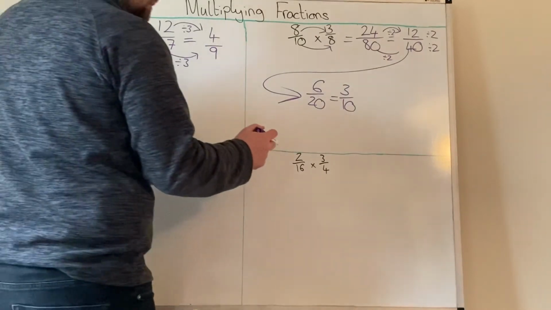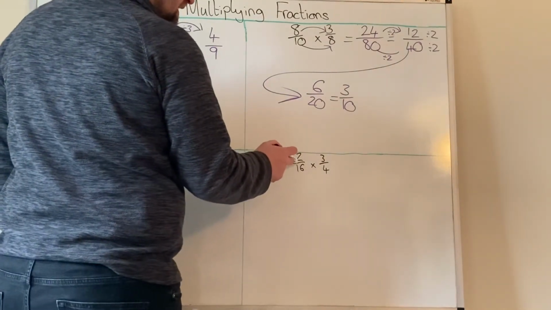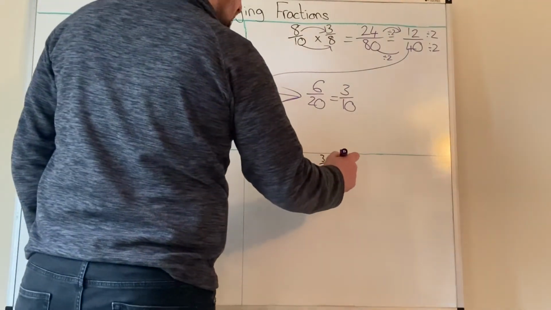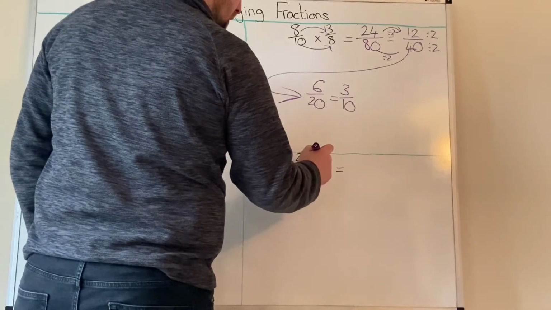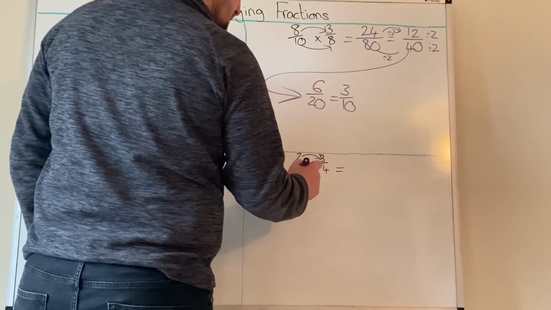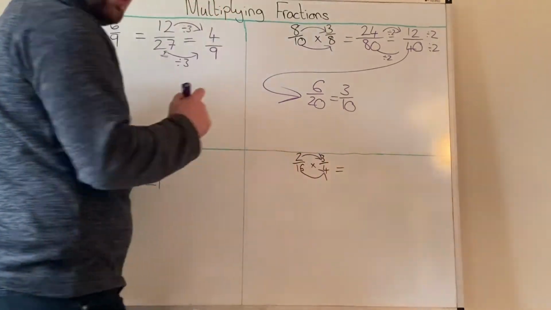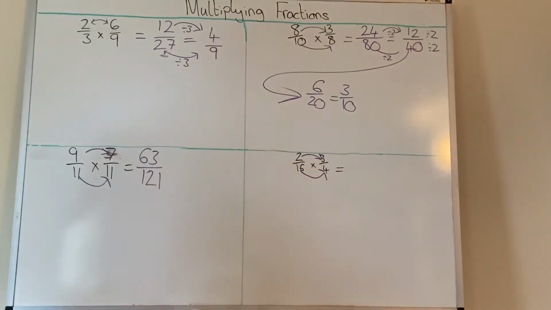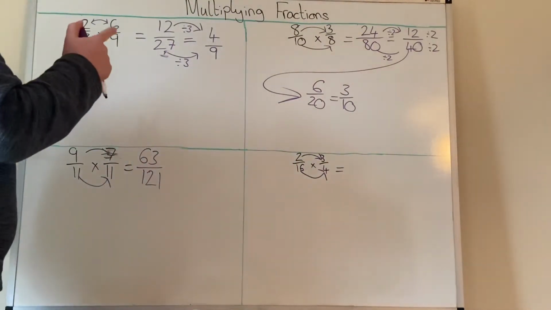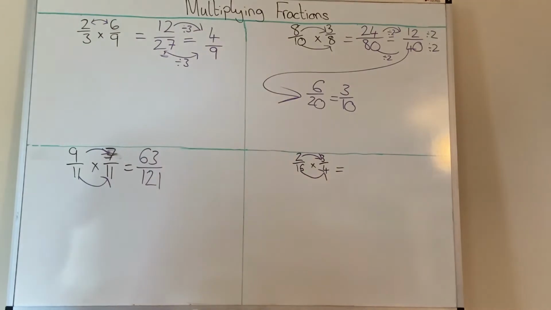Last one then. Okay, 2/16 times 3/4, exactly the same as what we've done before. Multiply your numerators, multiply your denominators. Okay, have a go yourself. Remember, I want everyone to get an answer. You should be able to do that straight away just by multiplying your numerators and your denominators. You then need to try and simplify it as well. Okay, so put it on pause, have a go, press play, let's see where we get to, okay?